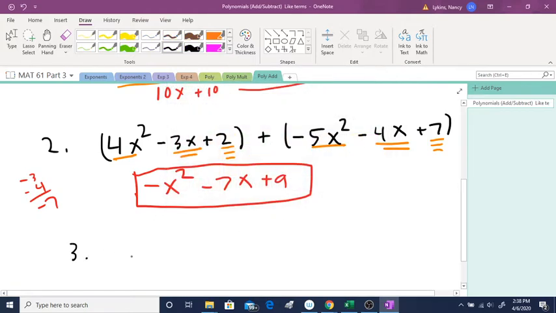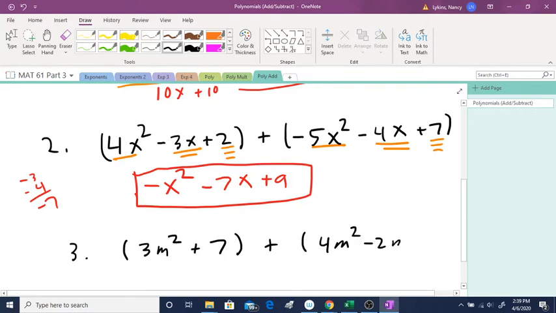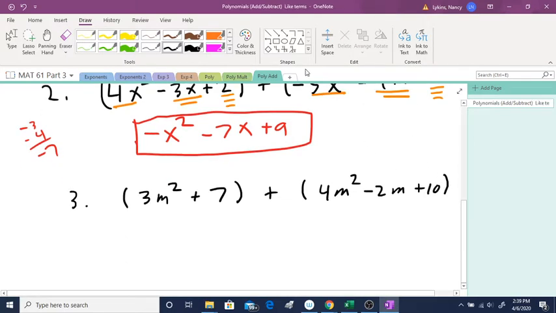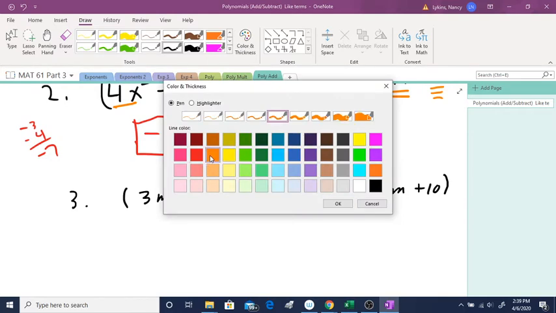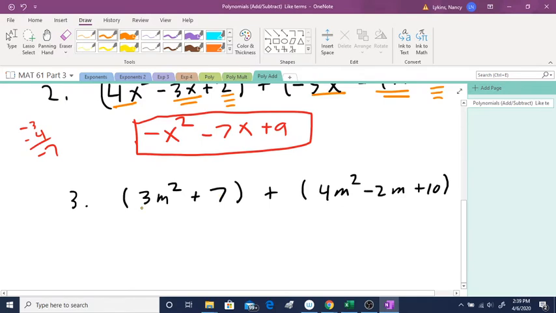And finally, sometimes we'll put maybe 3m squared plus 7, and we're going to add that to 4m squared minus 2m plus 10. So I'm still using my same rules. I'm going to underline once my squared.